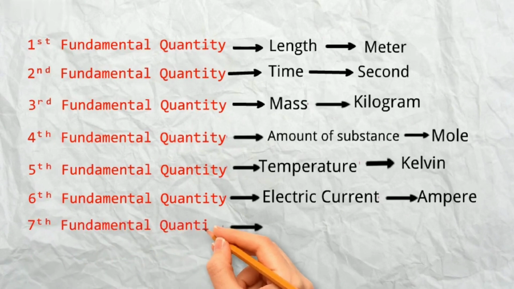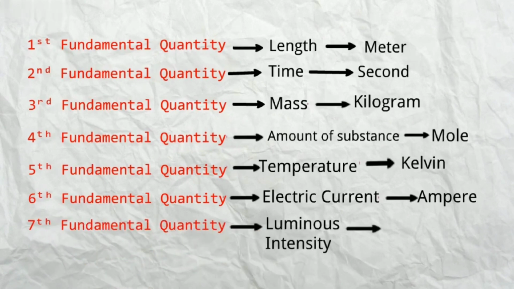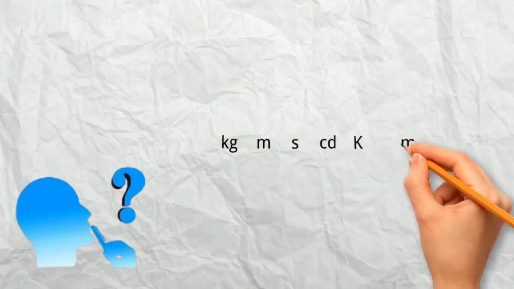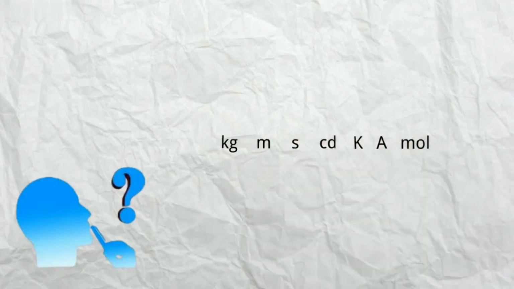The seventh fundamental quantity is luminous intensity, which is measured in candela. Now think whether these 7 physical quantities can be expressed in the form of any other physical quantity. The answer is a big no.